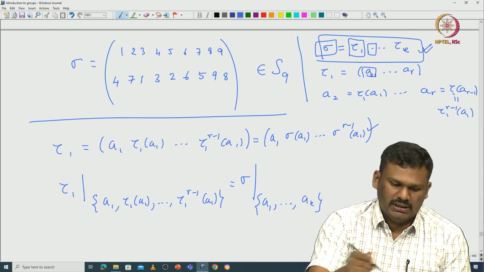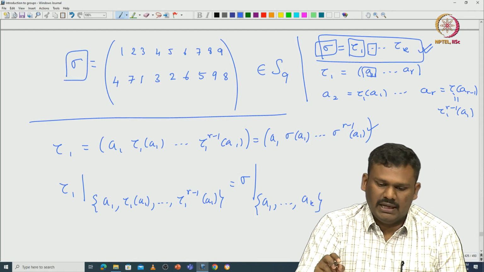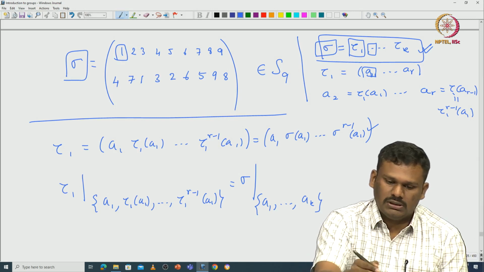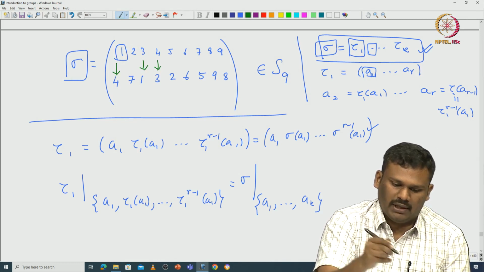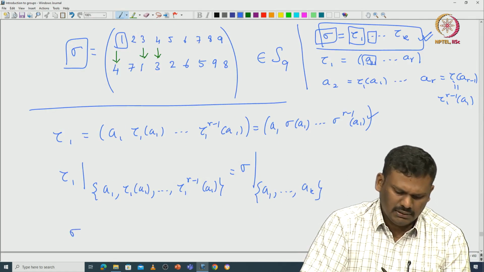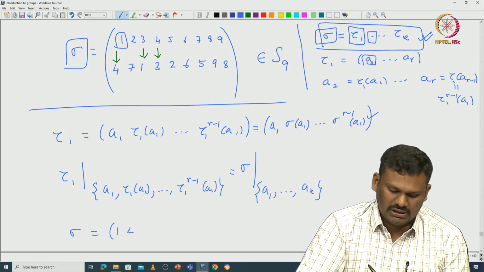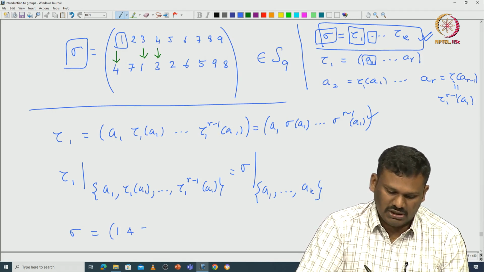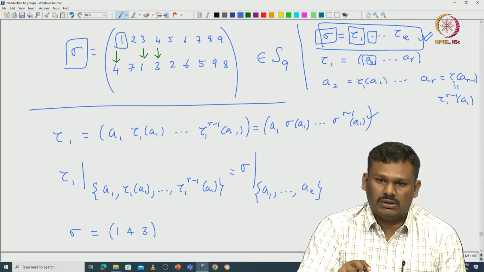So let us try to do this for this particular example. For this sigma, you can start with any index. For example, I can start with 1. Then you see where this 1 goes. 1 goes to 4, 4 goes to 3 and 3 goes to 1. If I want to write down this cyclic decomposition, I start with 1 and go to its image 4, which is sigma of 1, then go to its image under sigma, which is 3, since sigma of 4 is 3, then sigma of 3 is 1. So this cycle is closed.